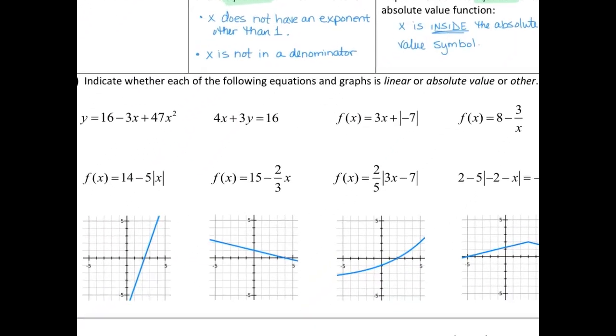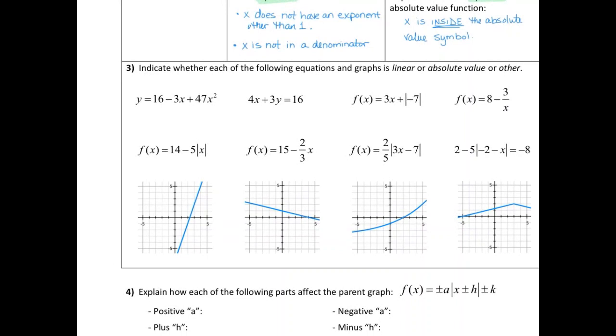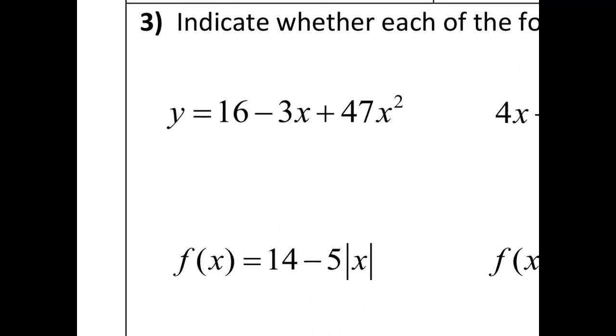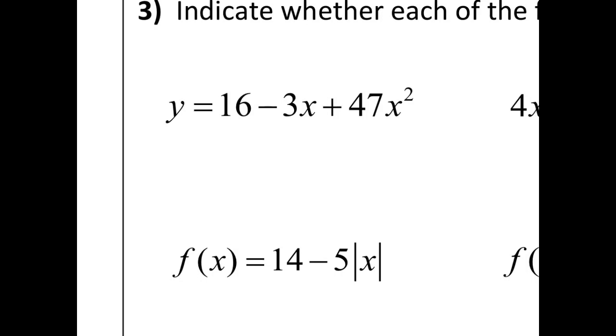So here are some examples of some equations and some graphs, and you're asked to make an indication for each one as to whether it's linear or absolute value or some other type of function. And because we haven't learned about other types of functions yet, we're just going to say other rather than specifying these other types of functions. So this first one, notice that the x has an exponent on it and there's no absolute value symbol there. So we're going to say that this is other. It's some other type of function.